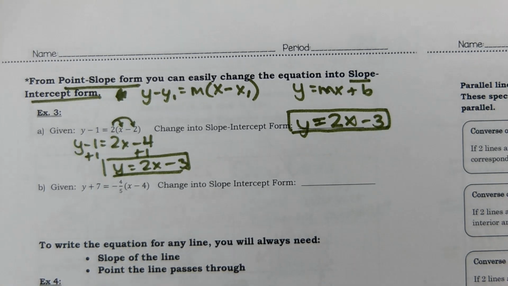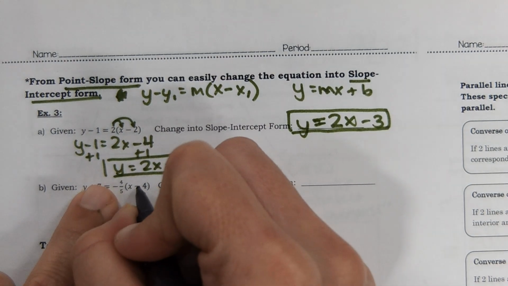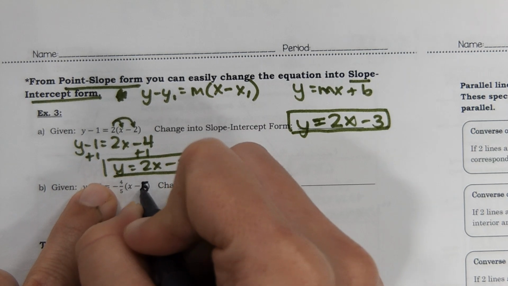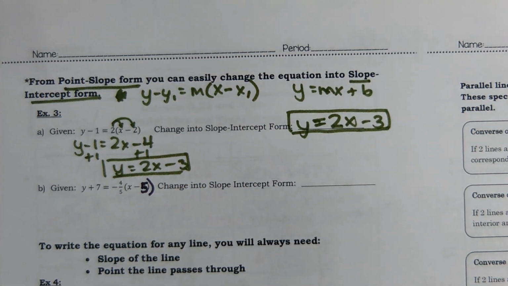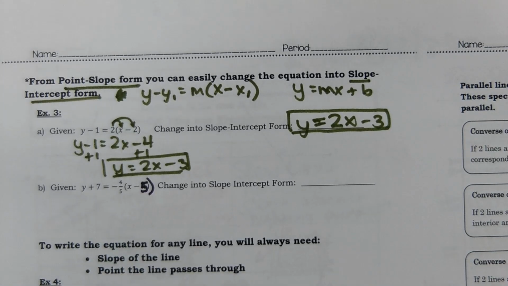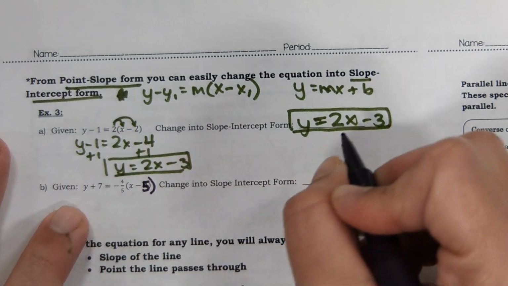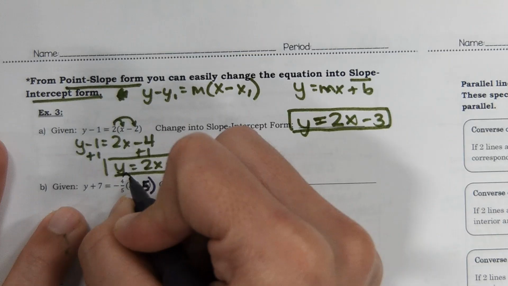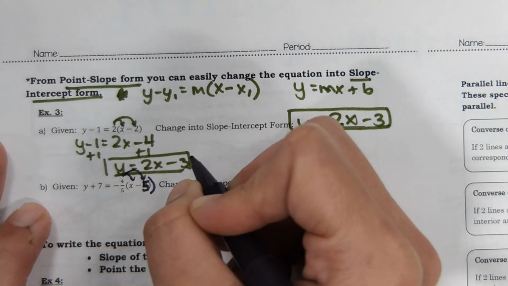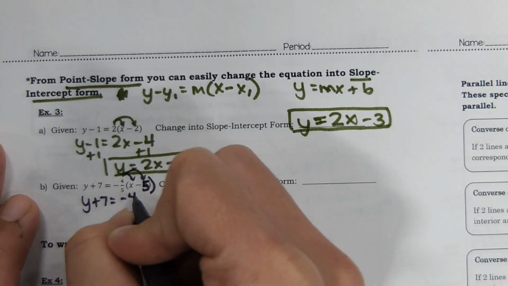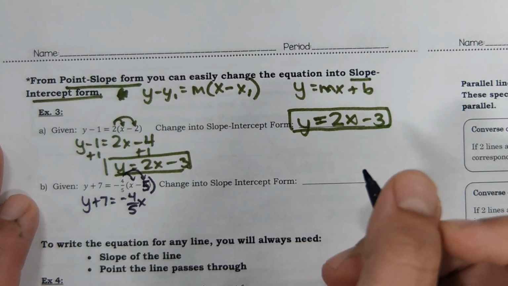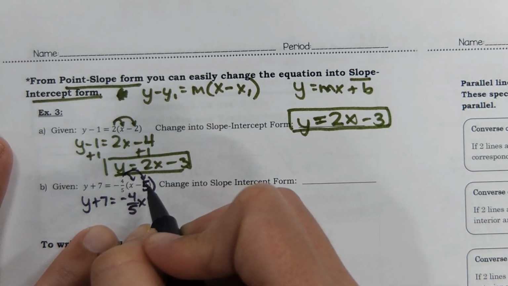Okay, B. For this one, we're going to actually change this from a 4 to a 5 because it makes the problem come out evenly, which is always nice. Okay, so we're going to do the same thing here. We're trying to get it into this format, so we're going to distribute this -4/5 to both of these terms. So y plus 7 equals -4/5 x, and then -4/5 times -5.